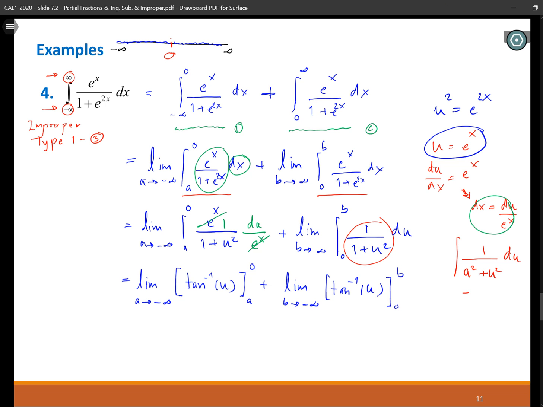Now we cannot leave u in our expression like this because in the beginning we have x, so let's substitute e to the x back to u. So here we have this limit. I hope I have enough space to work on this one. Okay, what about I work on this? This u, I am going to substitute e to the power of x back. Same here, e to the power of x.